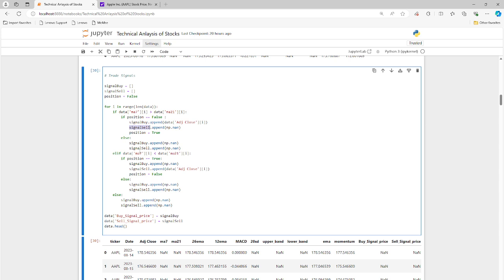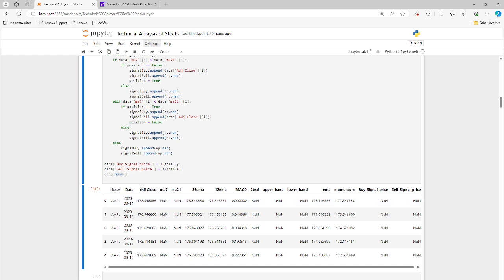If the moving average 7 days back is less than the 21-day moving average, if this is true, this is a sell signal. Oh, I'm sorry, this is a buy signal. Otherwise, it's a sell signal. That's what we're generating right here. So let me hit enter to run it.